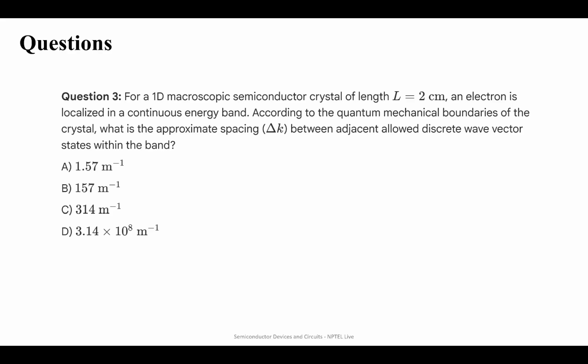Next question. For a 1D macroscopic semiconductor crystal of length L equals 2 centimeters, an electron is localized in a continuous energy band. According to the quantum mechanical boundaries of the crystal, what is the approximate spacing delta k between adjacent allowed discrete wave vector states within the band? Option A 1.57 meter inverse. Option B 157 meter inverse. Option C 314 meter inverse. Option D 3.14 times 10 power 8 meter inverse.